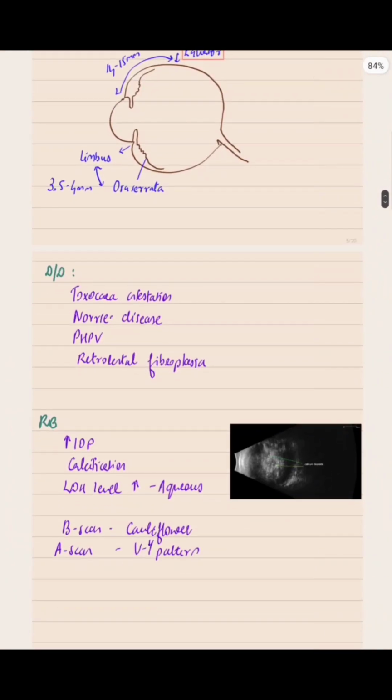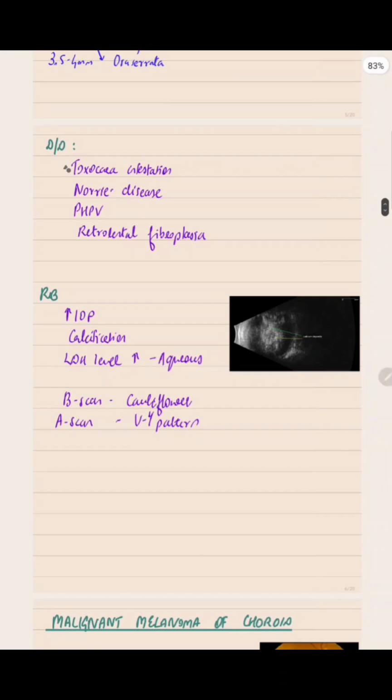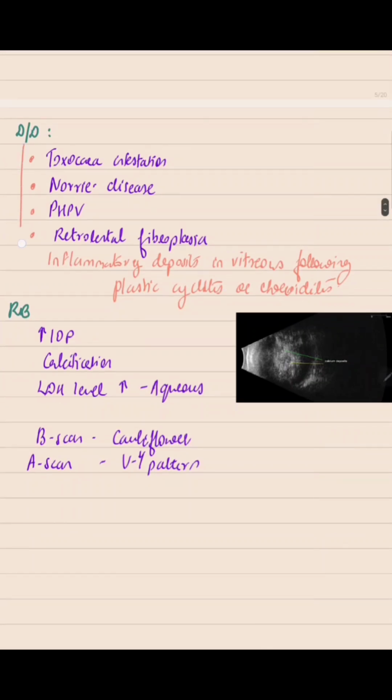Next are other differential diagnoses, other conditions presenting with similar signs in children, that is leukocoria: Toxocara infection, Norrie disease, persistent hyperplastic primary vitreous, retrolental fibroplasia, then other causes of inflammatory deposits in the vitreous, following plastic cyclitis or choroiditis. These are the other differential diagnoses for leukocoria.